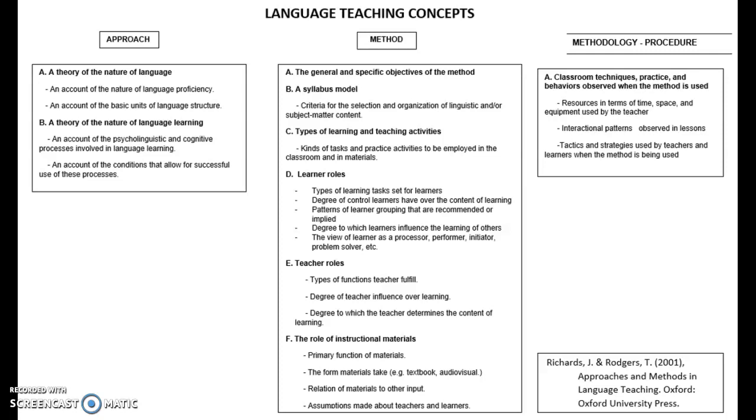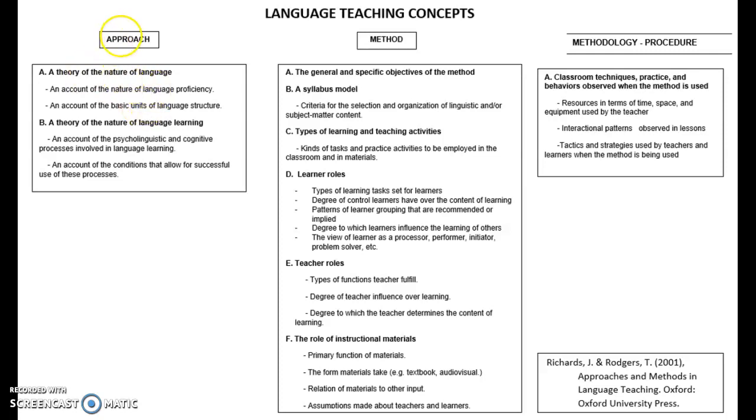First, we have approach. As proposed by the authors, it is the theory of the nature of language and the theory of the nature of language learning. This is to say, what is language for you? What are the basic units of the language for you? Is the language unit for you only vocabulary or only expressions or just the grammar? Or is language for you an interactional system that allows social negotiation of meaning?